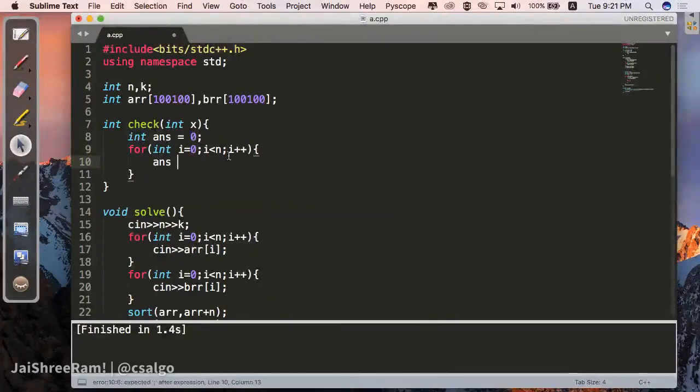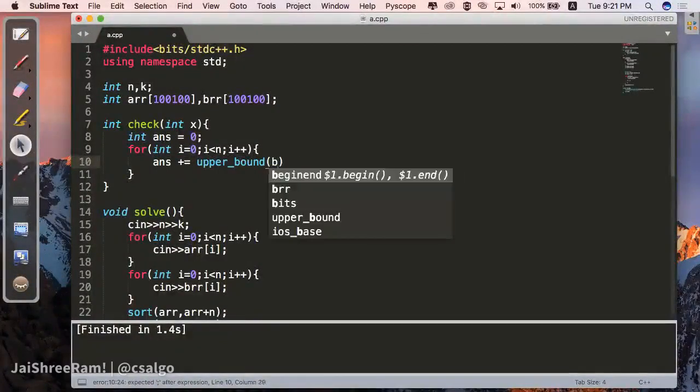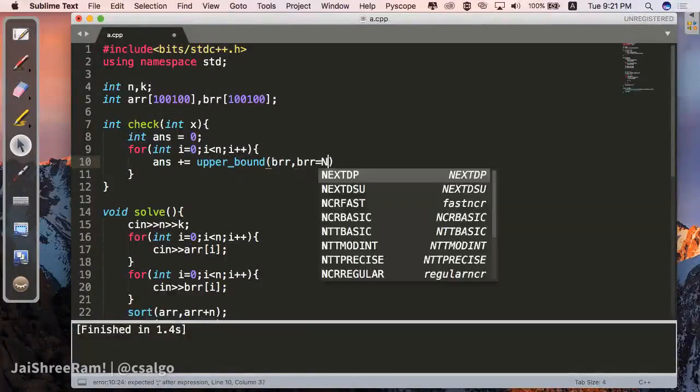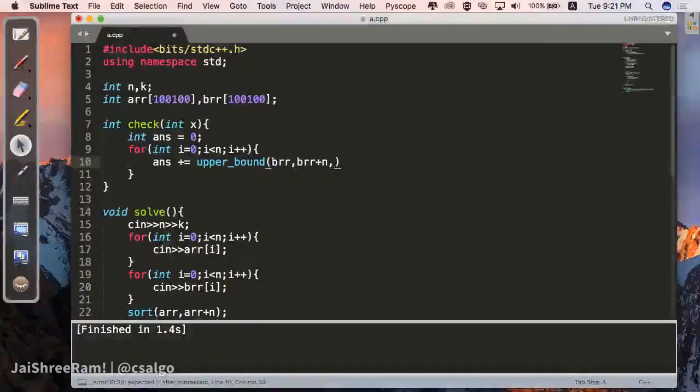So now for every element in A, what I'm doing is I will binary search on B and add the number of elements less than or equal to that value in B. Sorry, we'll search in B, right? So BRR, comma, BRR plus N, comma, the value would be X minus ARR of I, because the element should be less than or equal to this particular value. Then only the sum will be less than or equal to x. I mean to say this x is nothing but v. This upper bound minus BRR is the number of elements which are less than or equal to this.